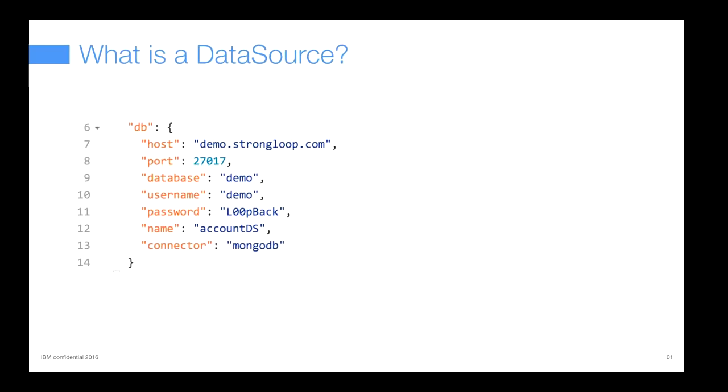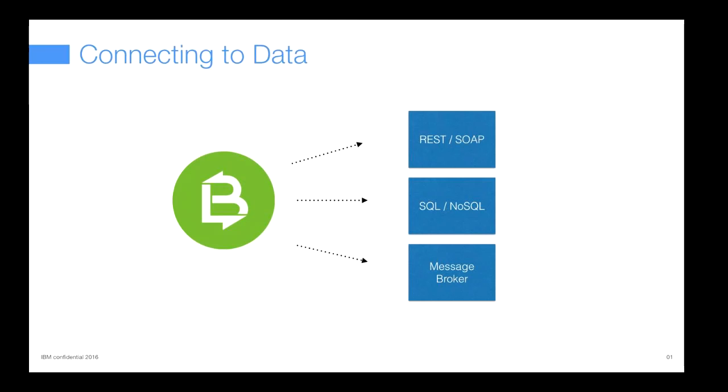A data source is pretty much the information that LoopBack needs to connect to a given source of data. So in this example, we're telling LoopBack to create a data source that connects to a Mongo database. And there are many different types of connectors, which I'll go through. But essentially, this is all the different connection information for the database or for the REST API.